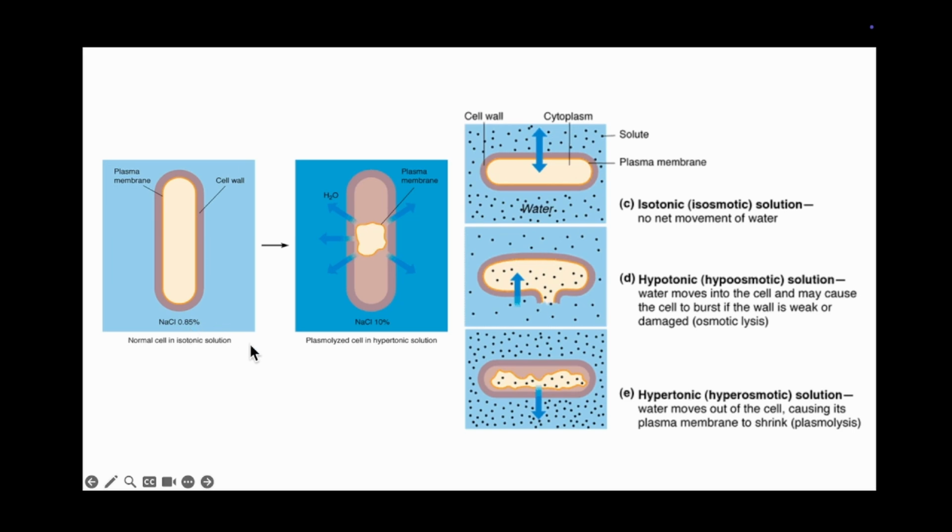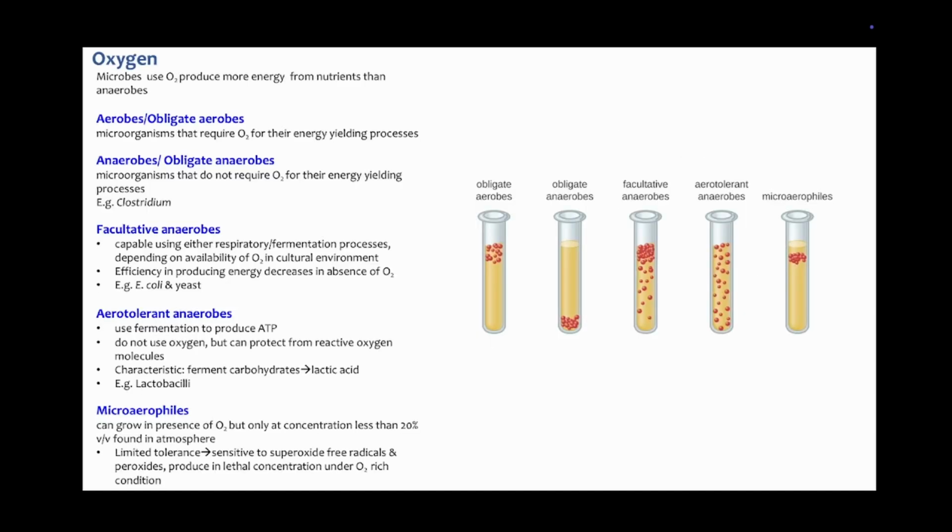So sometimes when you are asked to prepare diluent, right? Prepare diluent to carry out serial dilution. So it is good if you prepare isotonic solutions. Okay. So for oxygen, you need to know the terms we use: obligate aerobes, obligate anaerobes, facultative anaerobes, aerotolerant anaerobes, and microaerophiles.